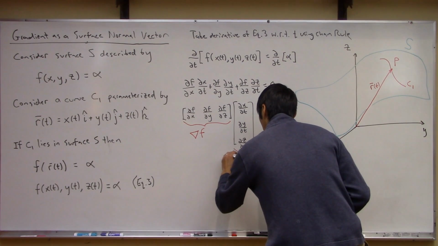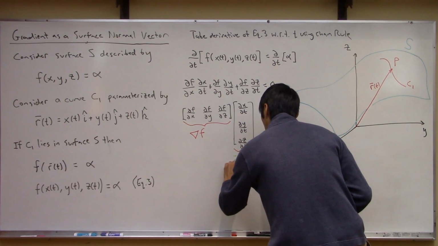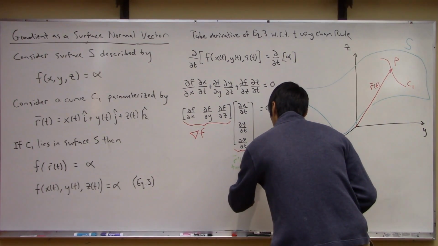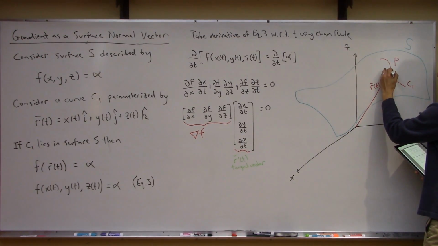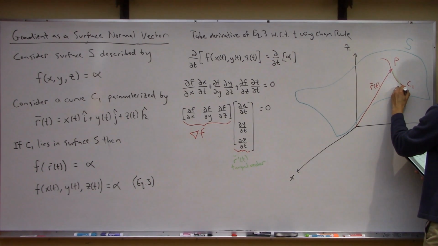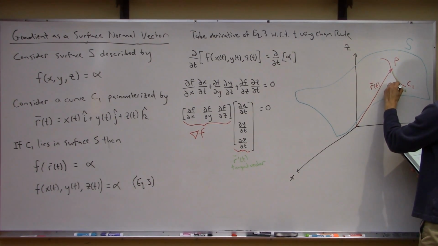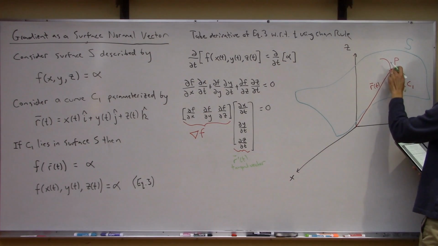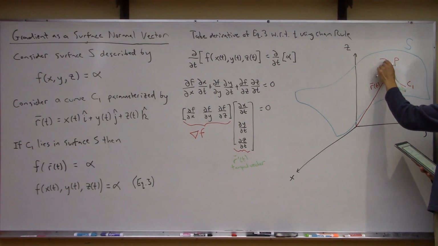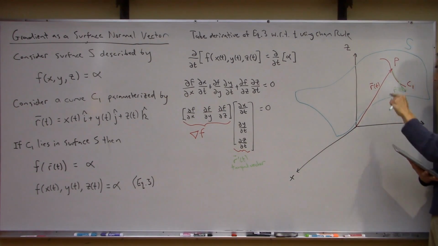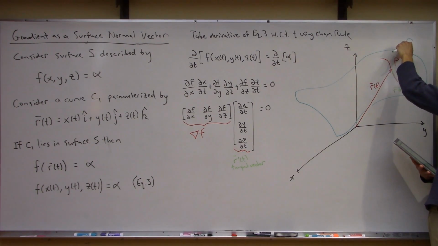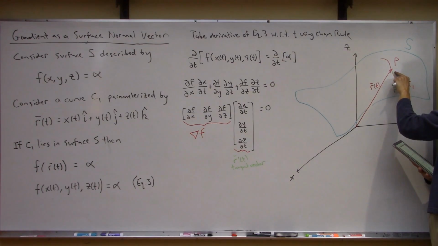R prime of t, this is the tangent vector, right? So I'm going to draw the tangent vector in green. So here is r prime of t, the tangent vector. It's tangent to the curve C1, but it's in the plane, so it's tangent to both the curve C1 and the surface S at this point P, right?